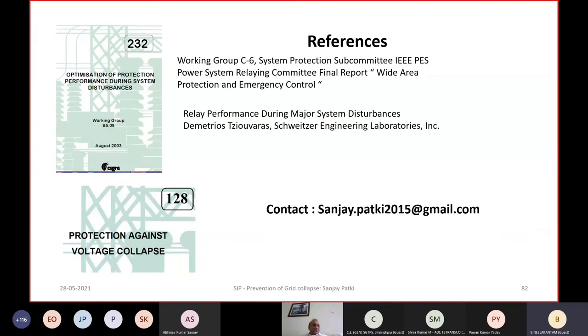Right, absolutely. Good afternoon, sir. Good afternoon. Shivakumar, sir, from TS Transco. Yeah. Sir, I have a couple of questions on REF protection, sir.